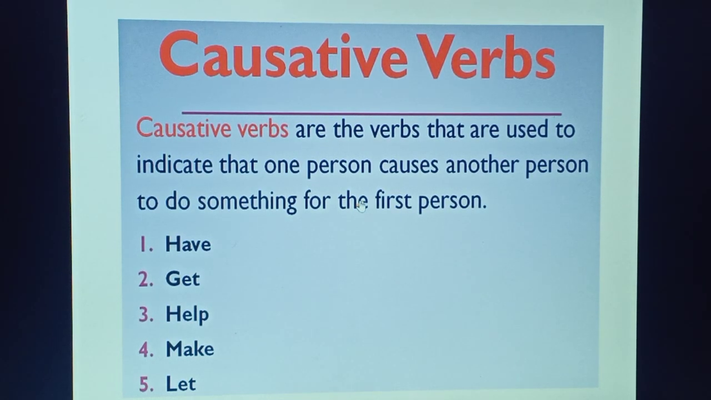So students, on the basis of the structural role, the next type of verb is causative verb. So what is it? Causative verbs are the verbs that are used to indicate that one person causes another person to do something for the first person. In easy language, we can say it includes get, make, etc. As you can see in this slide, that causes the action to take place.